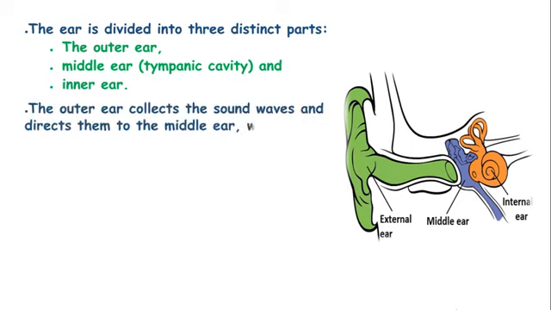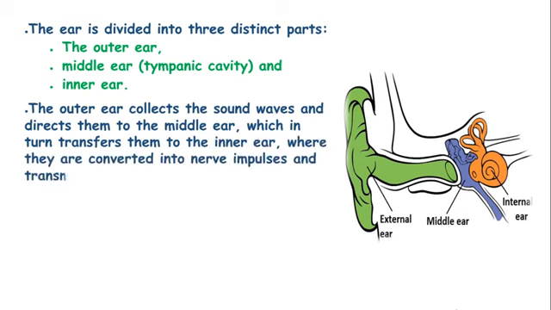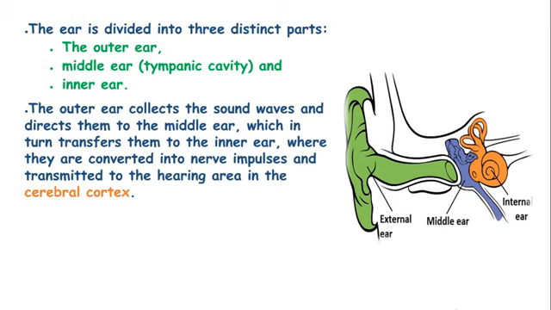The outer ear collects the sound waves and directs them to the middle ear, which in turn transfers them to the inner ear, where they are converted into nerve impulses and transmitted to the hearing area in the cerebral cortex.